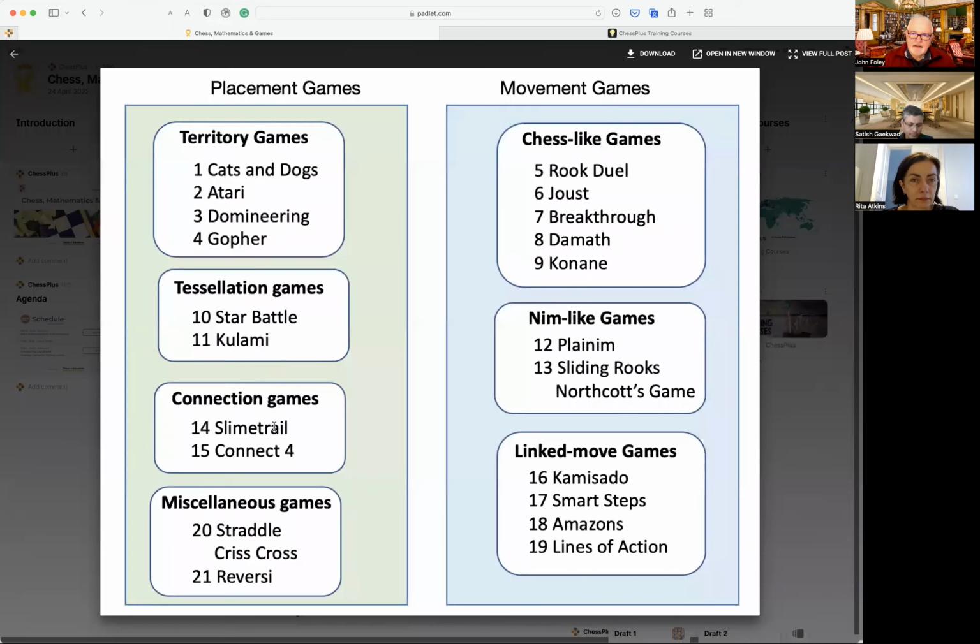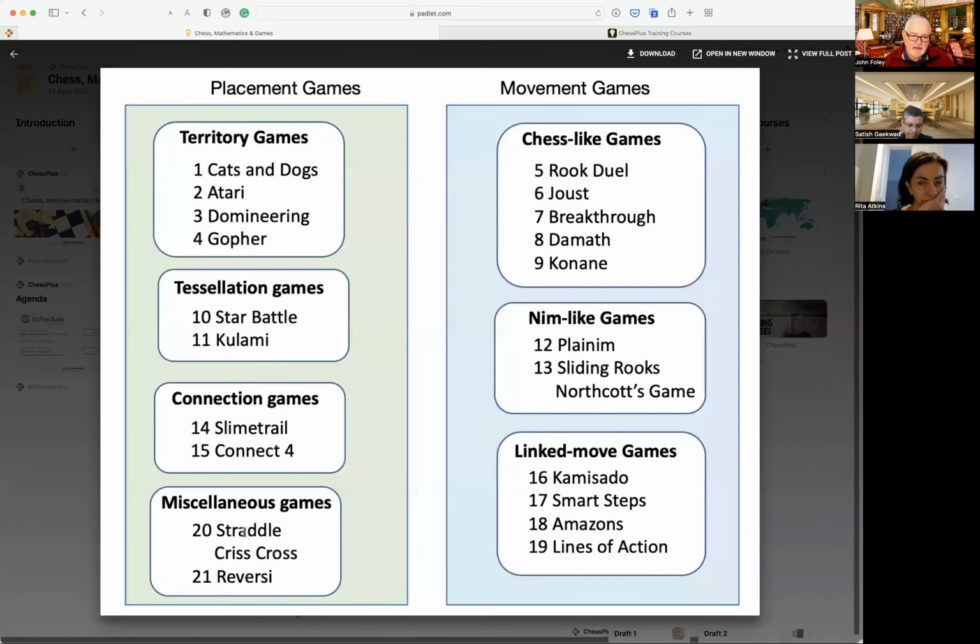Then we have connection games. You would be familiar with the game of Connect 4. That's a game where you can drop plastic pieces into a frame and try and produce 4 in a row, something like this. And that's a very classic game. It predates its becoming a kind of proprietary game of a particular games manufacturer.